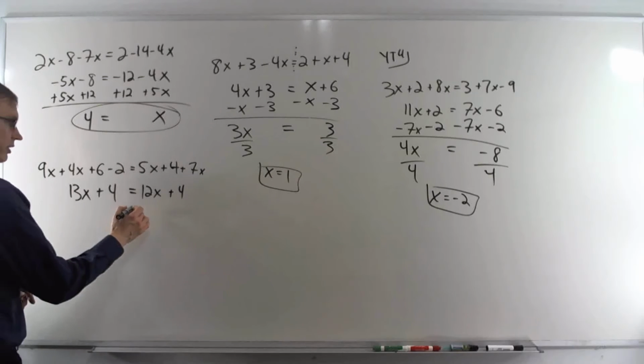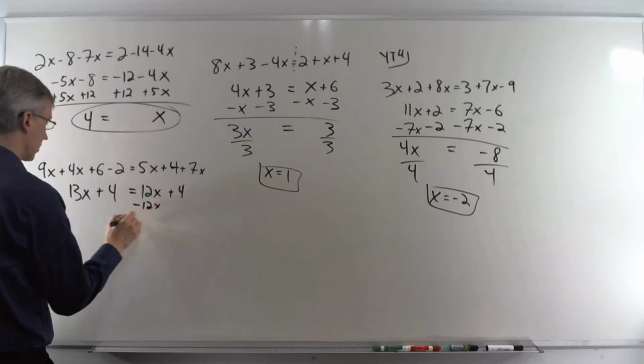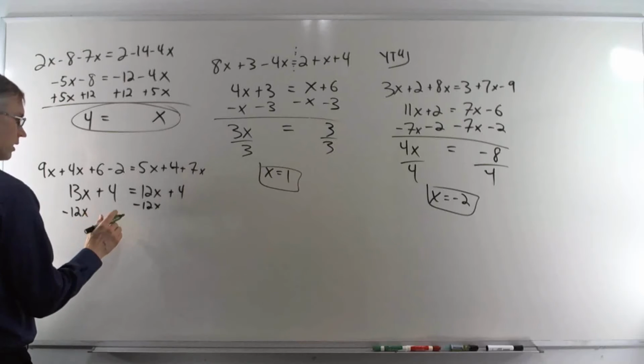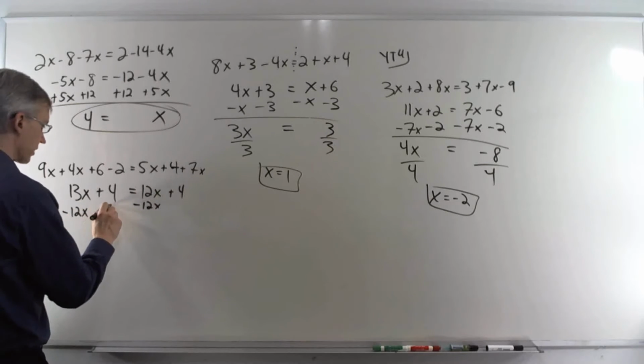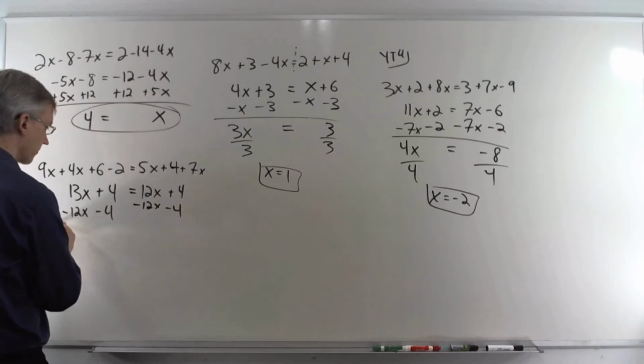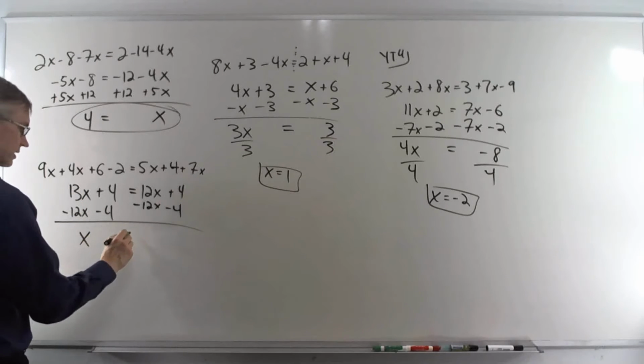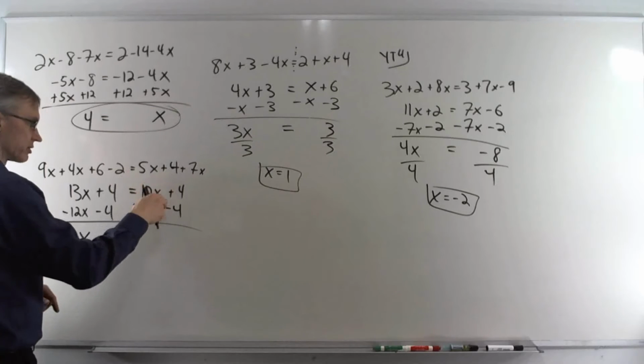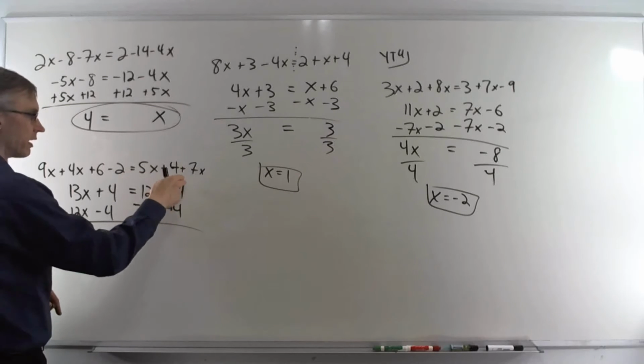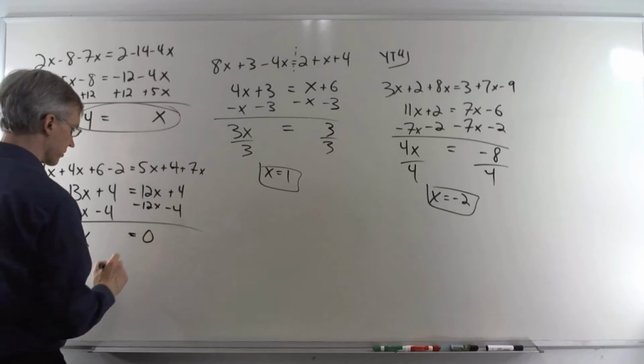Now I can subtract 12x from each side. And we've got matching 4s on each side, so we can get rid of those. Minus 4, minus 4. 13x minus 12x is a single x equals, and over here, everything goes away. 12x minus 12x, those go away. 4 minus 4, that's all 0. So x equals 0.